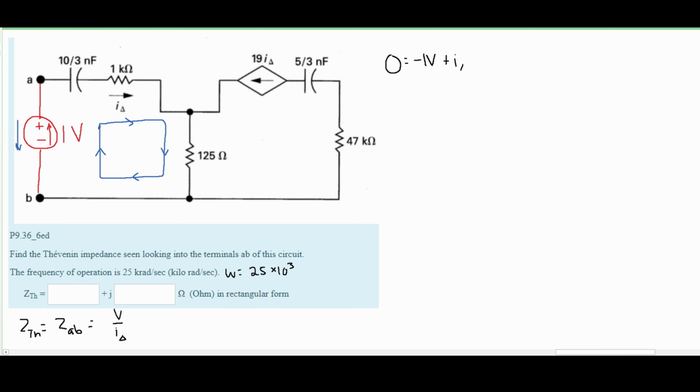Now we're going to have our I delta, multiplied by all the impedance in our current area. Current is flowing through this capacitor, this resistor, and this resistor as well. What we need to do is convert the capacitor into our X_C. Looking in the formula linked below the like button, in the V-I relationship for a capacitor, we know that our X_C is equal to negative j divided by omega times C.